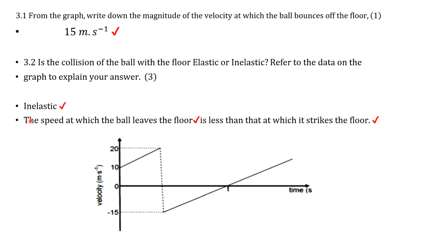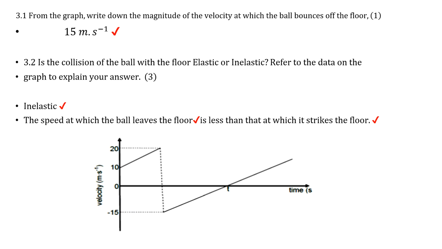So the answer is inelastic, and in short we can just say the speed at which the ball leaves the floor, there negative 15, is less than that at which it strikes the floor. Right, so it strikes at 20 and it leaves at negative 15.